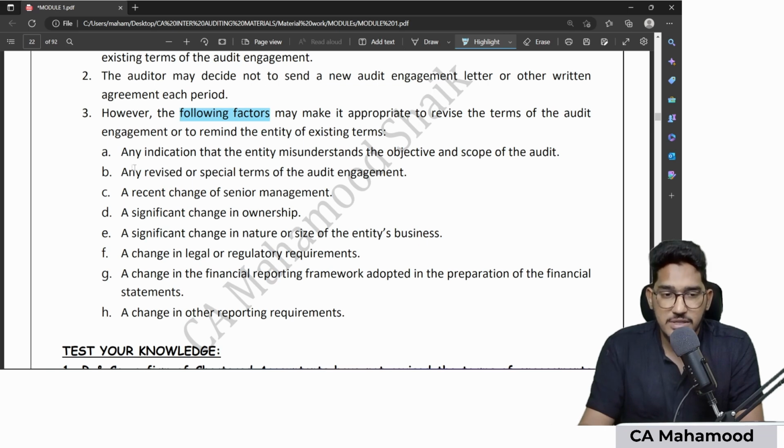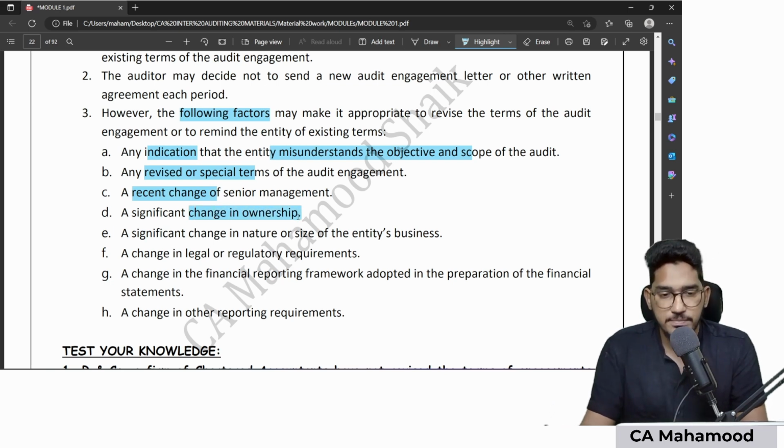So what are those circumstances? If there is an indication that last year management misunderstood the objective and scope of the audit. Last year you gave the engagement letter, but management misunderstood the terms, so clarify it now by giving the engagement letter once again. Or if any terms are revised, then also give the engagement letter once again. Or senior management has undergone some change, the board of directors have changed, then give the engagement letter once again.